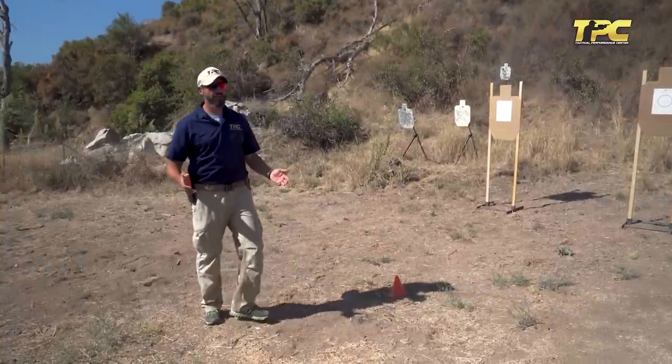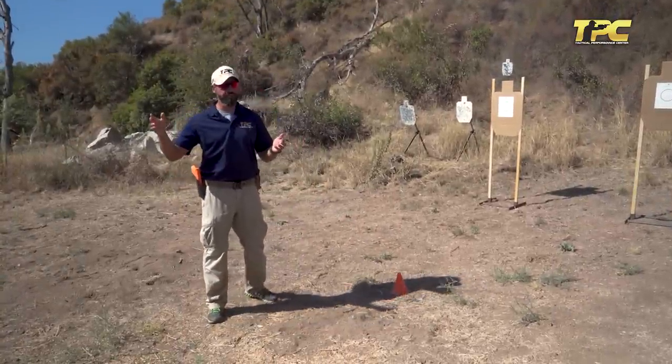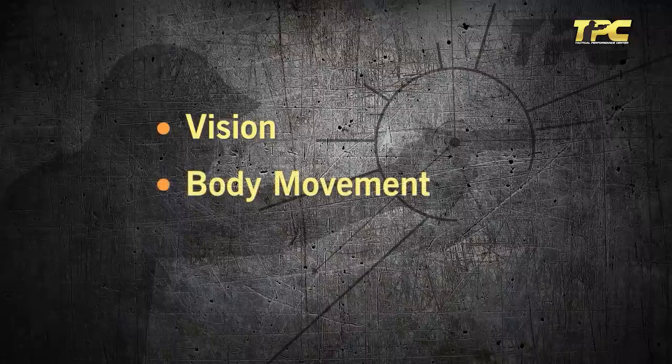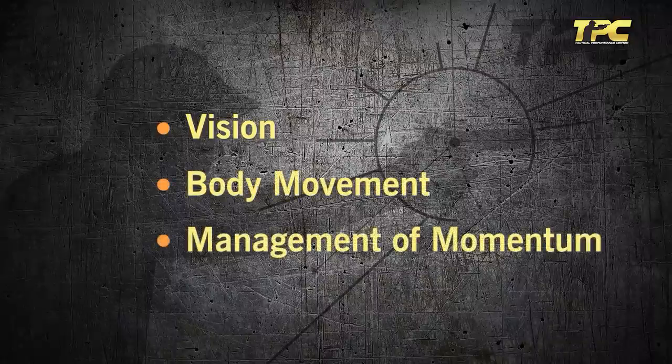When you're talking about target-to-target transition, we need to take into consideration three core elements: first, vision; second, body movement; and the third one, the already known principle of managing momentum. So let's talk about vision. Now there are three key points of vision.